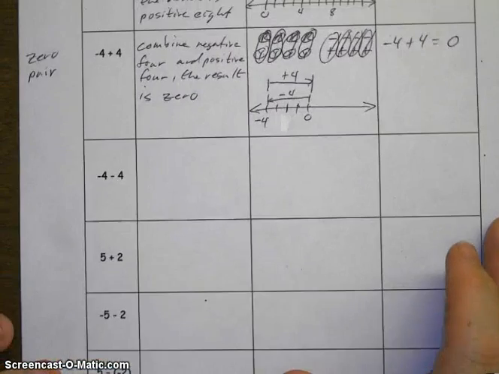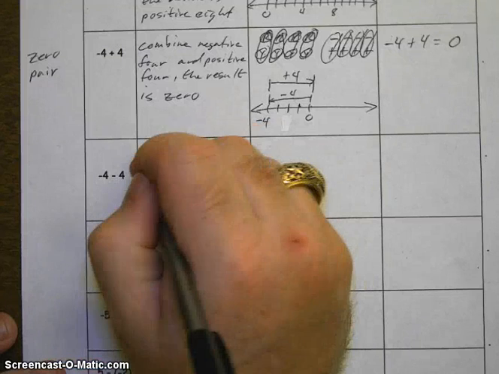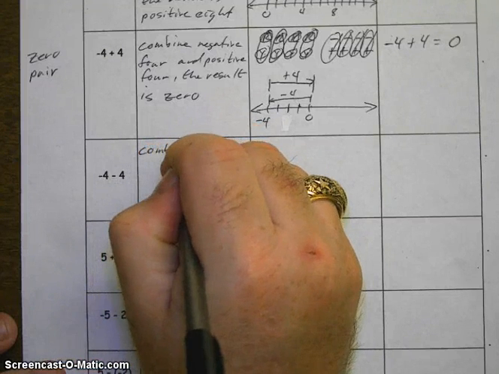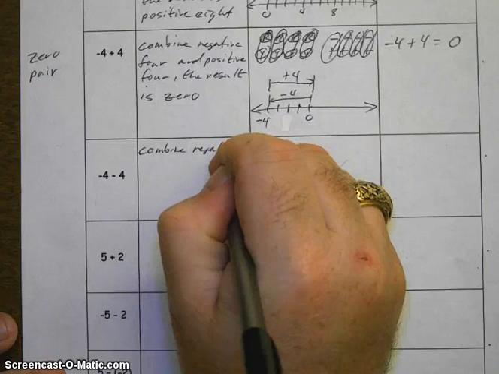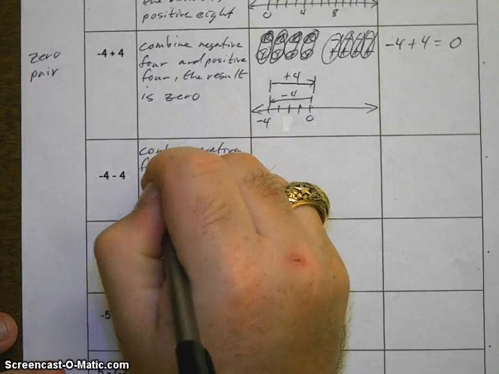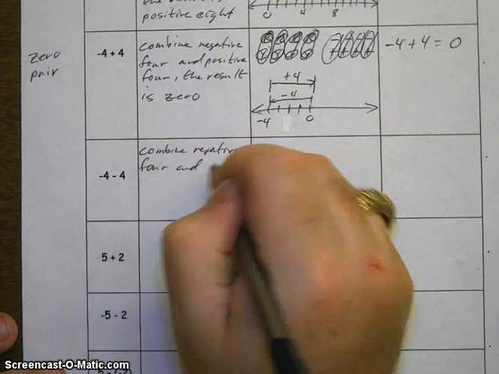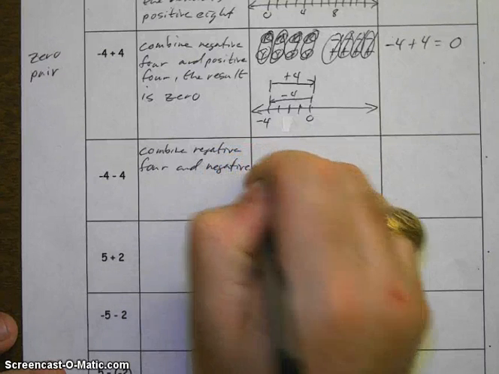On our third example, combining -4 and -4. So the words: combine -4 and -4.